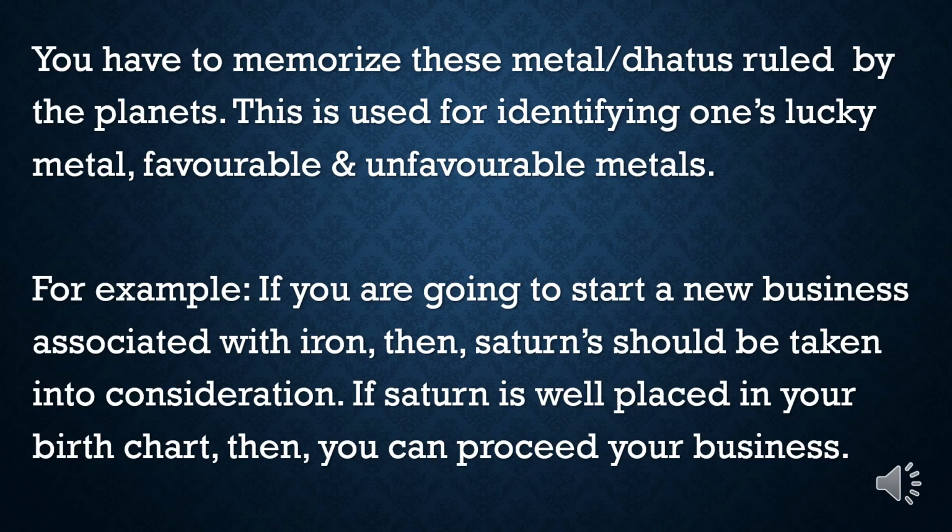You have to memorize these metals or dhatus ruled by the planets. This is used for identifying one's lucky metal, favorable and unfavorable metals. For example, if you are going to start a new business associated with iron, then Saturn should be taken into consideration. If Saturn is well placed in your birth chart, then you can proceed with your business.